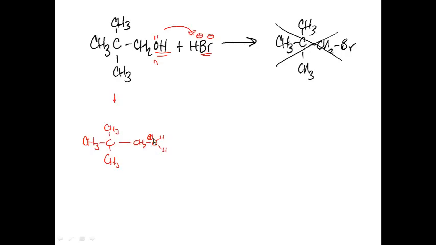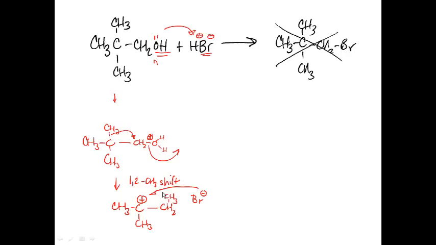So what's going to happen is we're going to have the methyl group shift over to the CH2 position and then have the water be lost, so that I end up with a 1,2 methyl shift occurring that would then give me a tertiary carbocation, and then that tertiary carbocation, the Br minus, will now come in and add to that tertiary carbocation and make that final product.